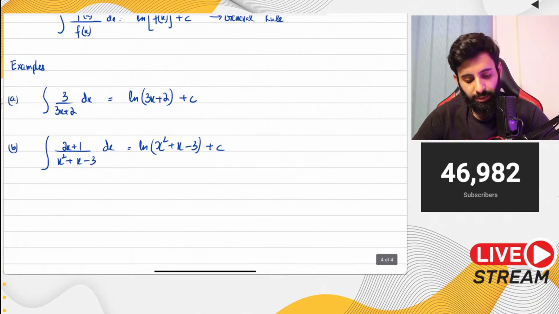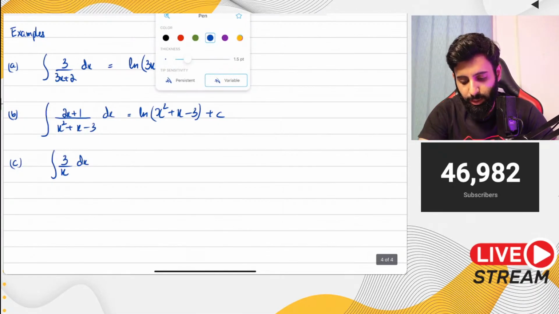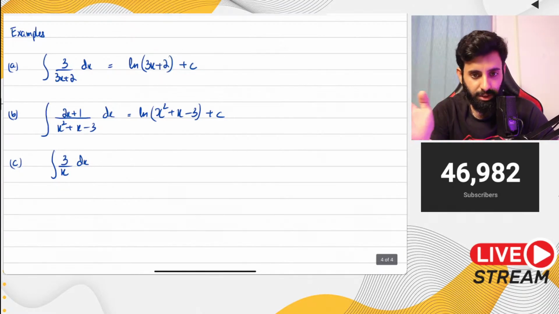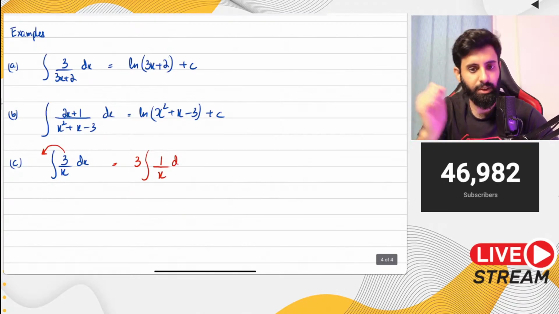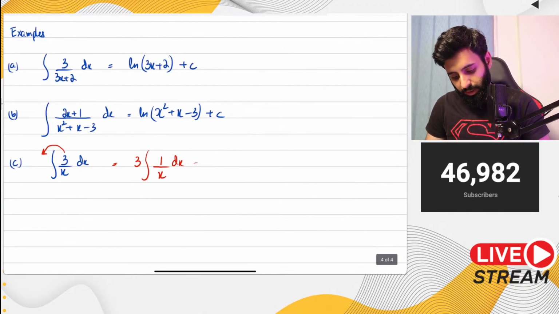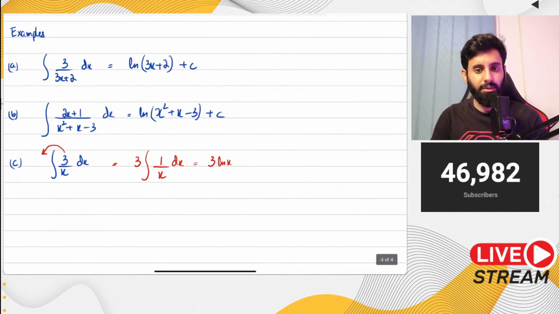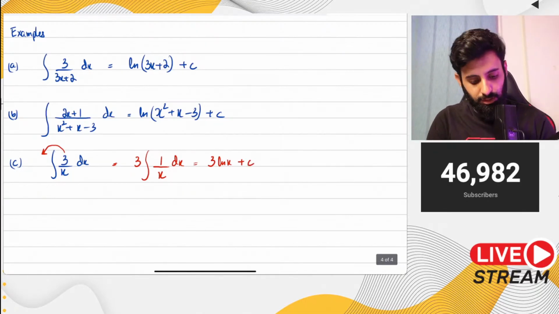Okay, but what if you have something like 3 upon x? What do you do in this case? First of all, you tweak it so that the numerator is the differential of the denominator. So I'm going to take this 3 outside. Then we have 3 into 1 upon x, and this is the function that we're integrating. Can we integrate 1 upon x? Yes, the integral of 1 upon x will be ln x, and don't forget that you already have a 3 being multiplied. So it's going to be 3 ln x plus c, and that is your answer.